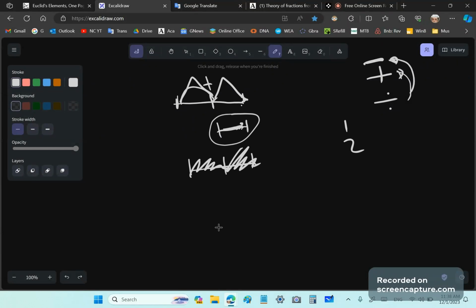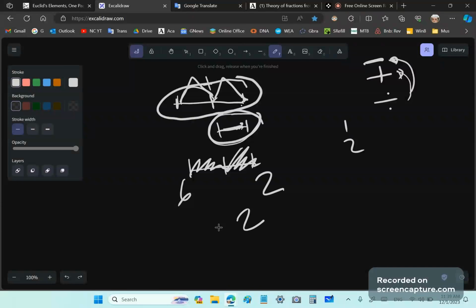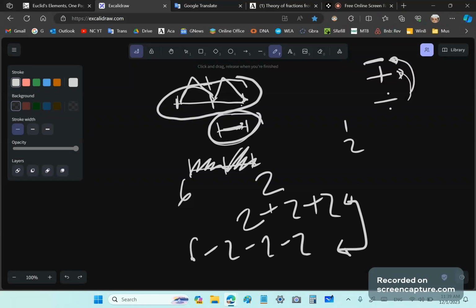Whether it's subtraction or addition. So division is a measure, and what it does is it measures the one magnitude with the other. If you have, let's say, 6, and you want to measure it with 2, you can say it's 2 plus 2 plus 2, 3 times. Or you can say it's 6 minus 2 minus 2 minus 2. You can measure it in either of these two ways. Doesn't matter which one you use.